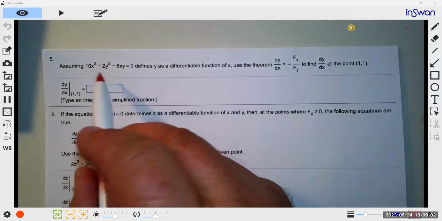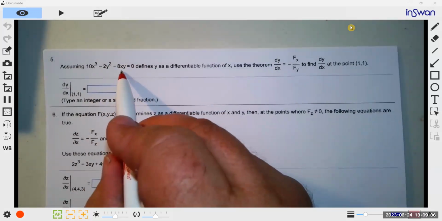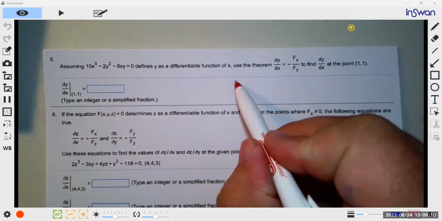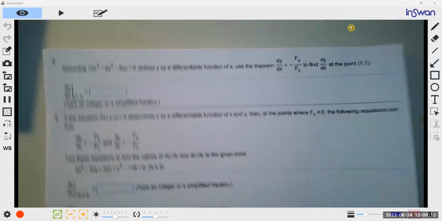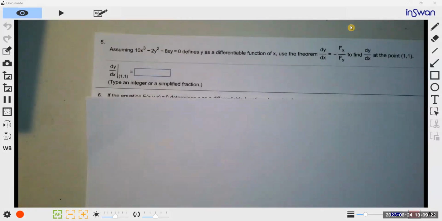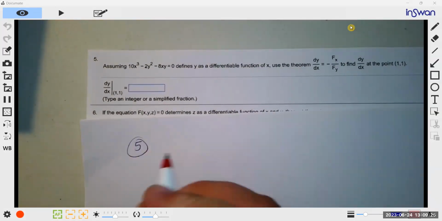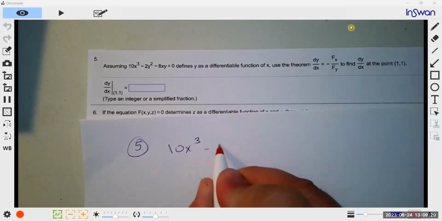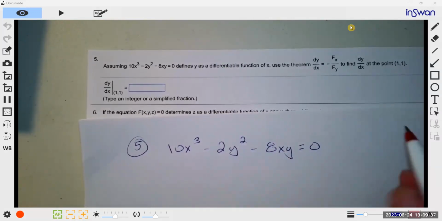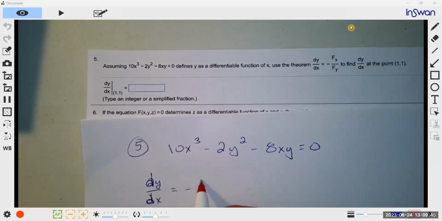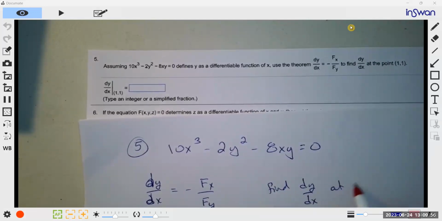Assuming that 10x cubed minus 2y squared minus 8xy equals 0 defines y as a differentiable function of x, using the theorem dy/dx equals negative F_x over F_y, we start with 10x cubed minus 2y squared minus 8xy equals 0. Then we find dy/dx at the point (1, 1).